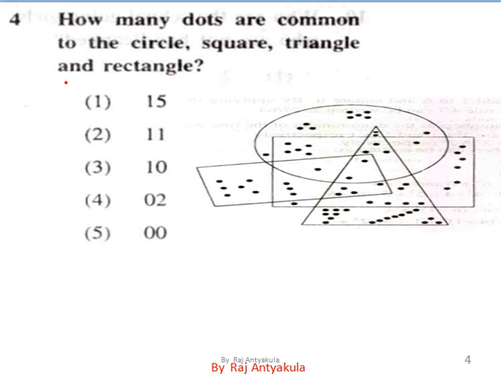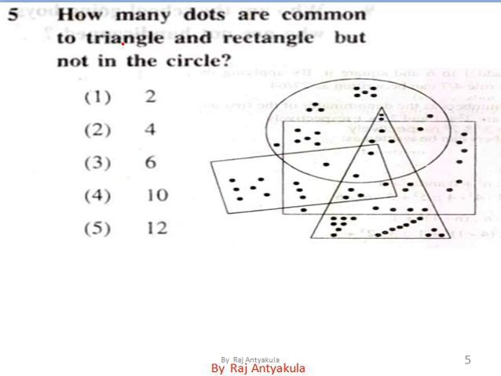Now go for the fourth question. How many dots are common to circle, square, triangle and rectangle? All the common parts you have to get. Okay. See here. This is common for square as well as rectangle as well as circle and as well as triangle. This is the only part which is common, see, this is there in the square and also in the rectangle and also in the circle and also in the triangle. So the answer is how much? 2. So option 4 is the answer.